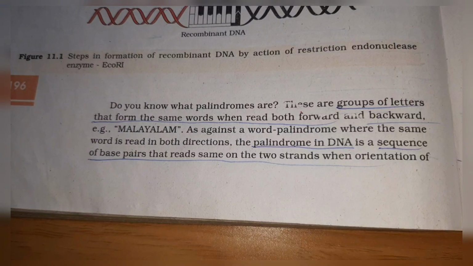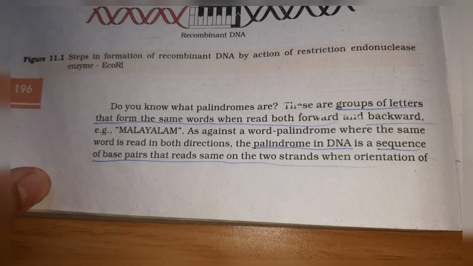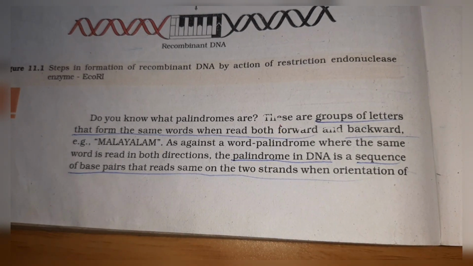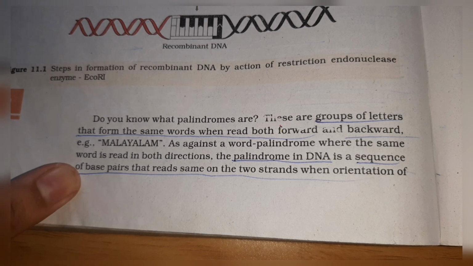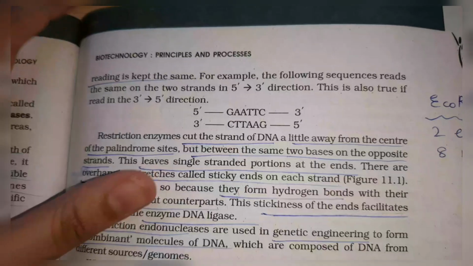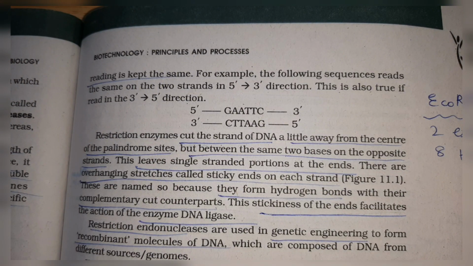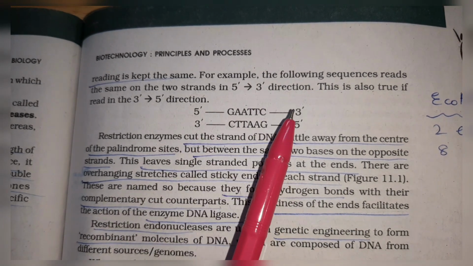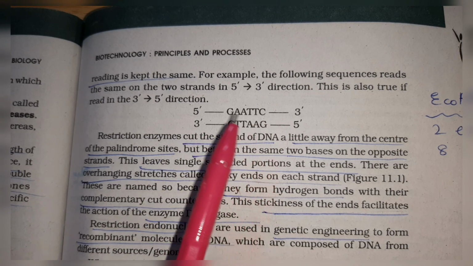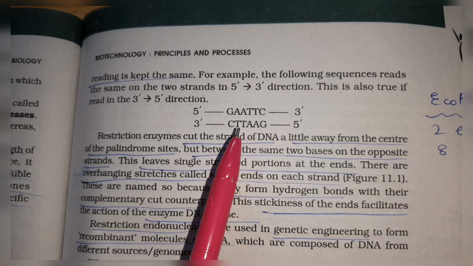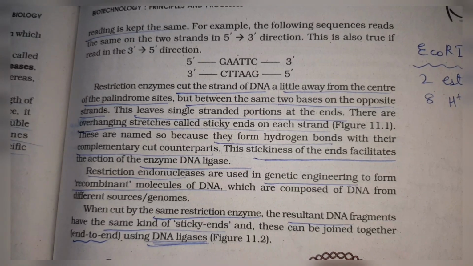Do you know what palindromes are? These are groups of letters that form the same word when read both forward and backward. Example, Malayalam. As against a word palindrome where the same word is read in both directions, a palindrome in DNA is a sequence of base pairs that reads the same on the two strands when the orientation of reading is kept the same. For example, the following sequence reads the same on the two strands, 5 prime to 3 prime or 3 prime to 5 prime. GAATTC, GAATTC.